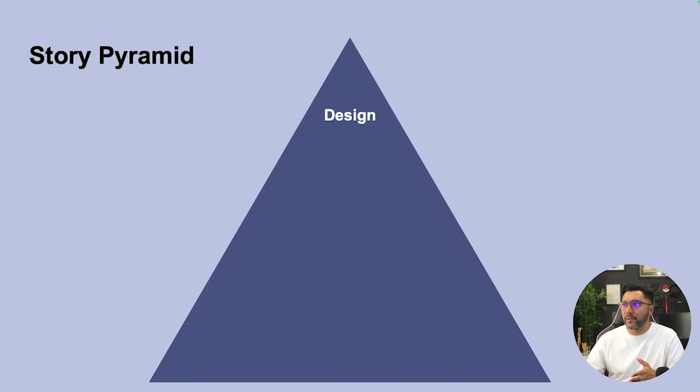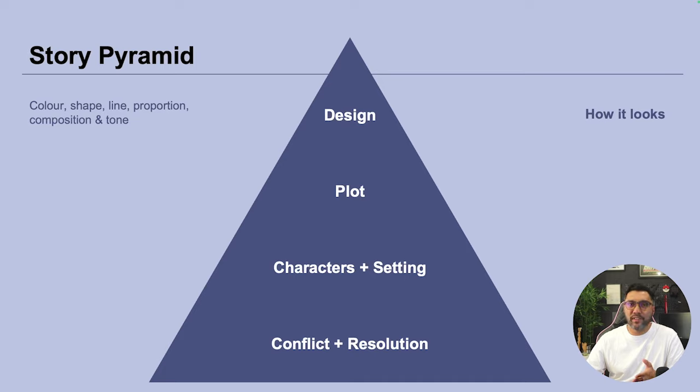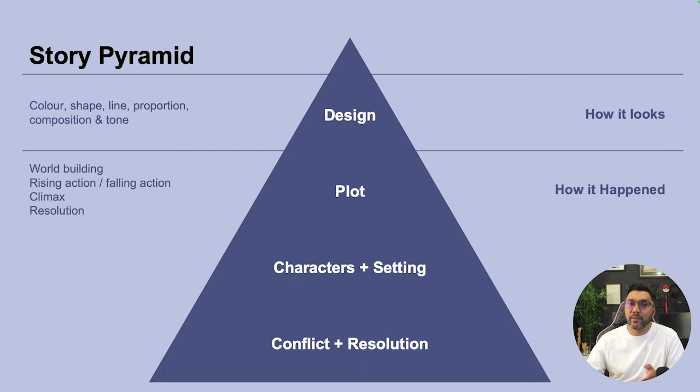So the story pyramid, what it comprises of, it starts with your design, your plot, your characters and settings, and then conflict and resolution. So your design is basically, what does everything look like? What's the shape, language, what's the colors, line, proportion, composition, tone of the visuals that you are creating. Your plot is, how did it happen? So basically just describing the plot, the story of everything, sequence of events.